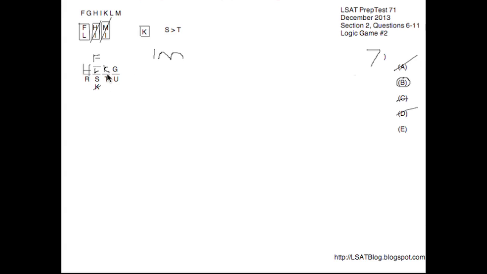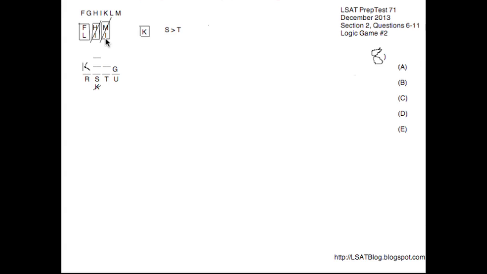M cannot go on T because K has to be alone, so E is gone, leaving B for number 7. Next, number 8. If exactly 2 applications go to T, then each must be true except. So right away, if T gets 2, S is going to have to get 3 because S always has more than T. So then R and U will each have exactly 1. And since K has to be alone, K is going to have to go on R for certain.